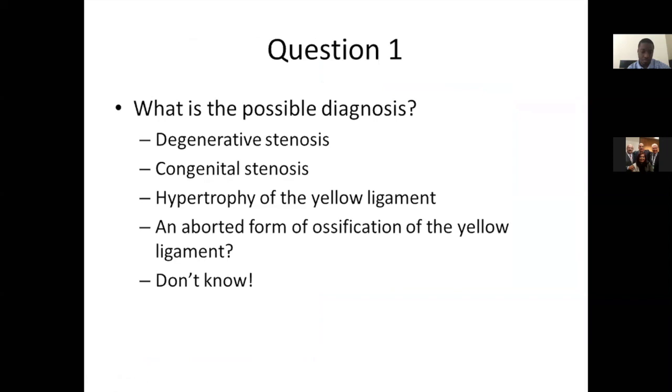So basically, question 1, what is the possible diagnosis? Can we launch the voting, please, Oscar? Yes, thank you. Is it a degenerative or a congenital stenosis or a hypertrophy of the yellow ligaments? Or is it an aborted form of ossification of the yellow ligaments? Or maybe we don't know. I honestly didn't know exactly what this was when I first saw it. Can we start voting?